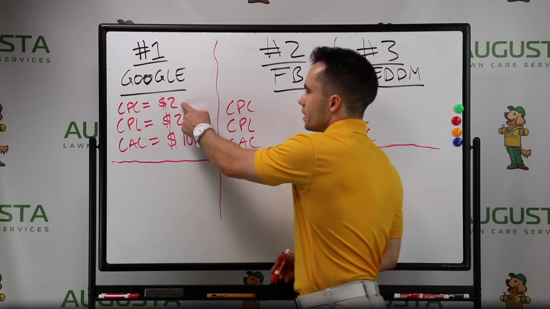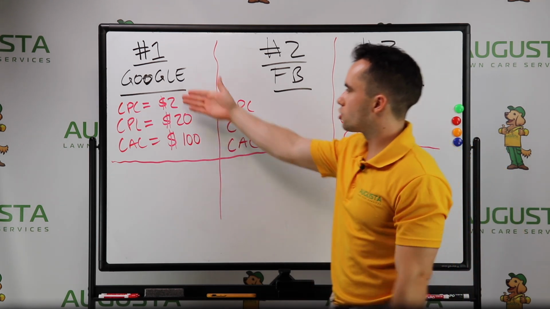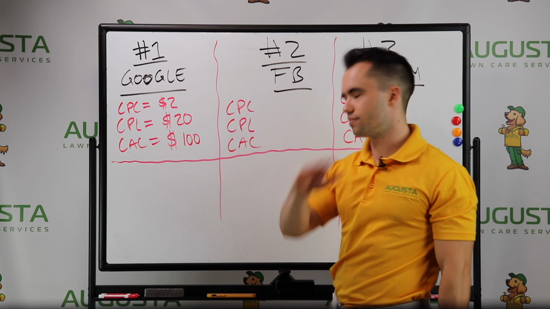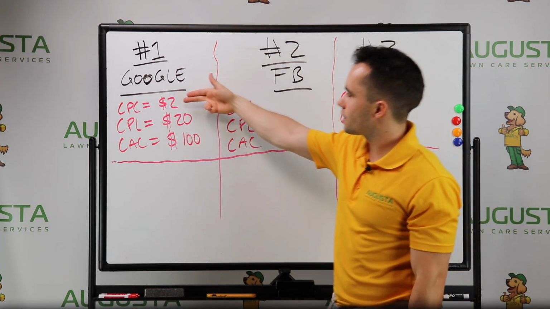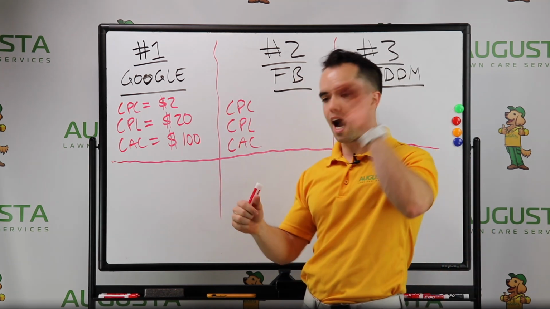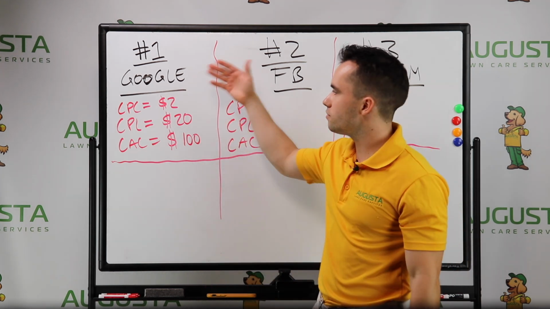So cost per click is the amount of money you're going to have to spend on Google ads. It's very easy to find this number, just going on your Google Ads manager and finding out what your cost per click is. Very, very simple. Cost per lead is going to be how many of those clicks do I need in order to get a lead? In other words, you've got to look at your website and ask, how many actual estimate request forms or phone calls or emails came from Google?